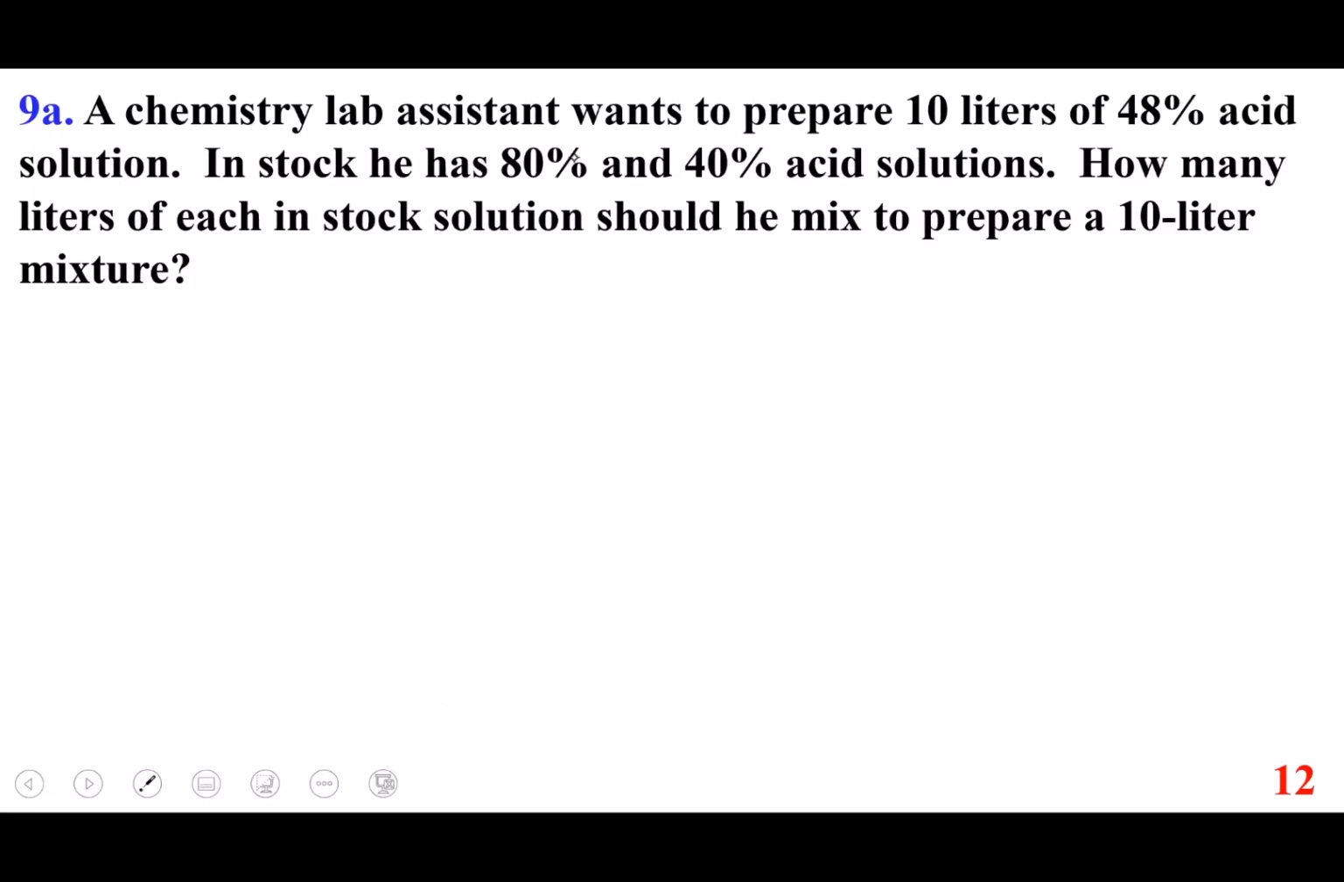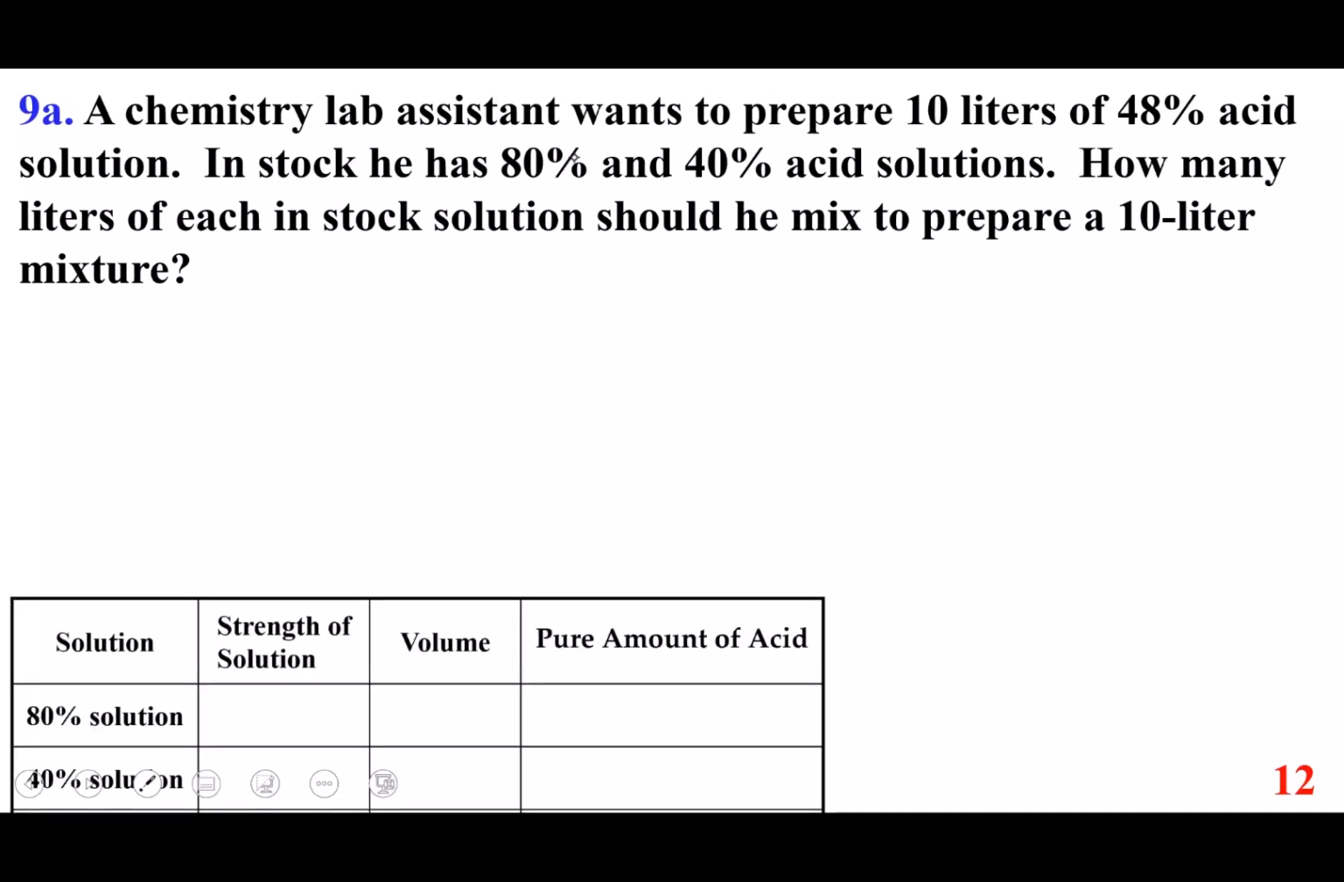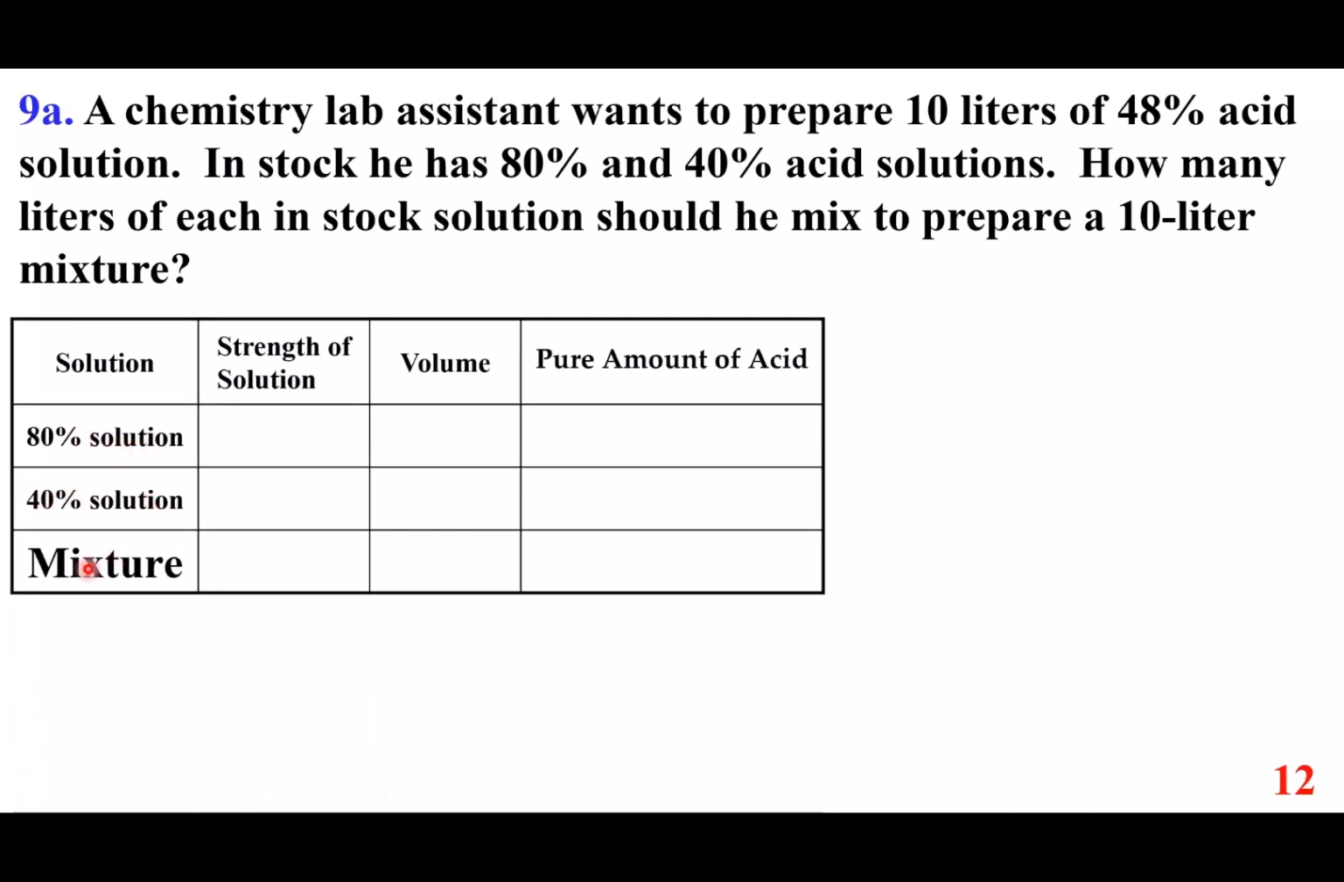Perfect. Anytime we have a word problem such as this one, we have to set up a table as follows. We have a solution, which is 80% solution, 40% solution, we want to mix them. This is a class of problem known as a mixture problem. So what happens is that when you mix two things, the volumes add up. The sum of their volumes is constant, it doesn't change. So let's plug in all the numbers that we see here.